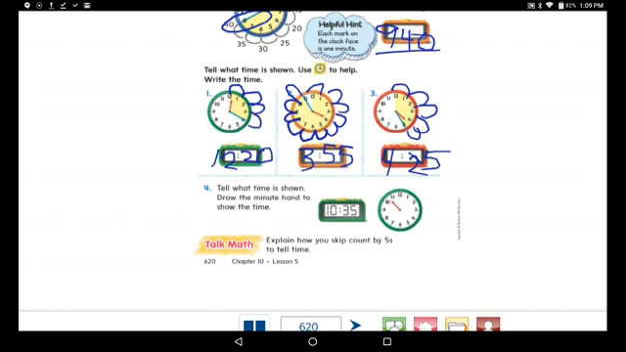Again, try to read the long hand first, then the short one. And always find the trick of the minutes before writing the number of the hour. Try to solve now page 621.